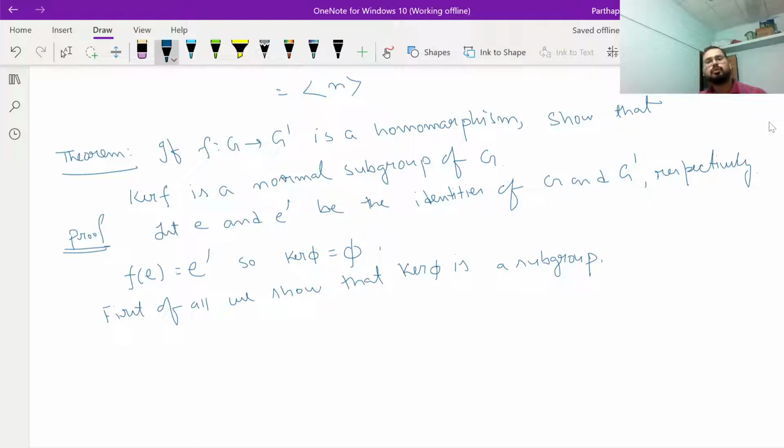So before going to prove that the kernel of phi is a normal subgroup, we have to first show that it is a subgroup. Now how to show it is a subgroup? We use the one-step subgroup test. So let x, y belong to the kernel of phi.